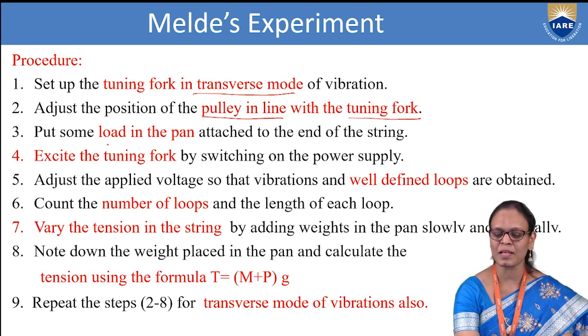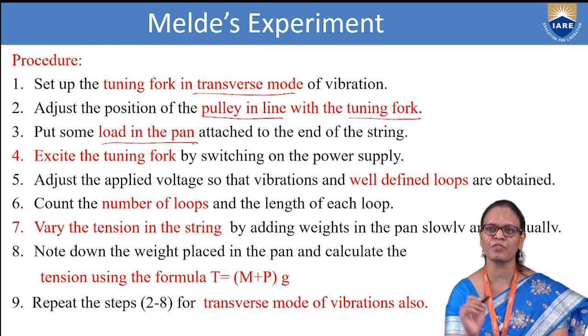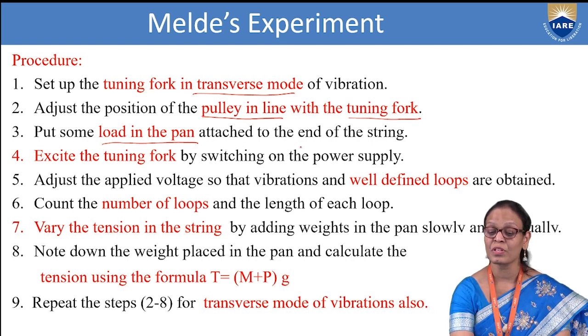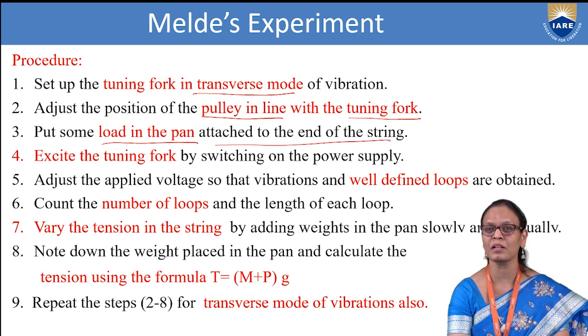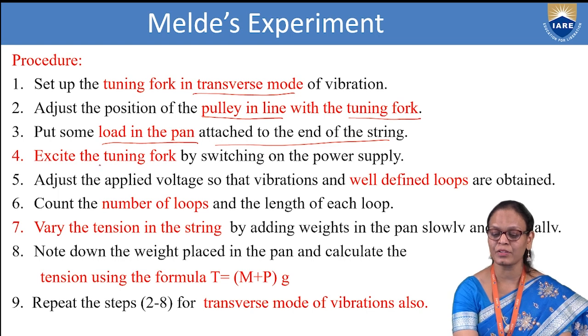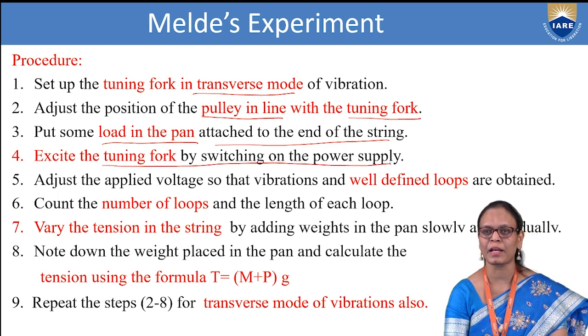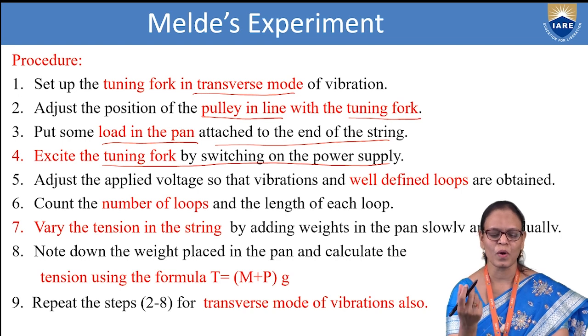Then we will put some load in the pan. Say we have put initially 5 grams. So we have put the load attached to the string. Now excite the tuning fork with the help of the power supply. By adjusting the contact screw, switch on the power supply, adjust the contact screw, and we are exciting the tuning fork so that the prongs of the tuning fork vibrate.